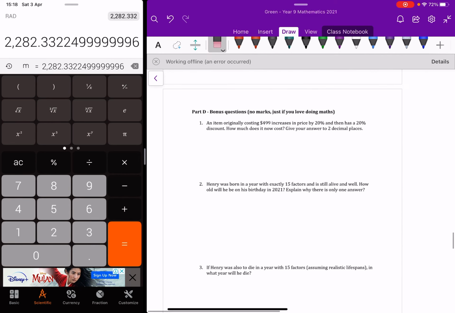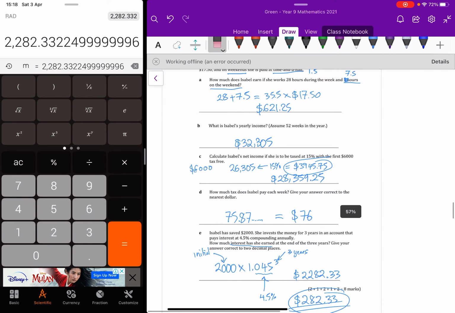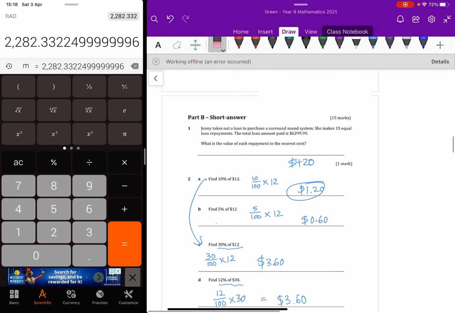So there you go. I'm not going to run through these just because they were just kind of fun bits, weren't relevant. But if you've got any more questions on this, give me a shout.